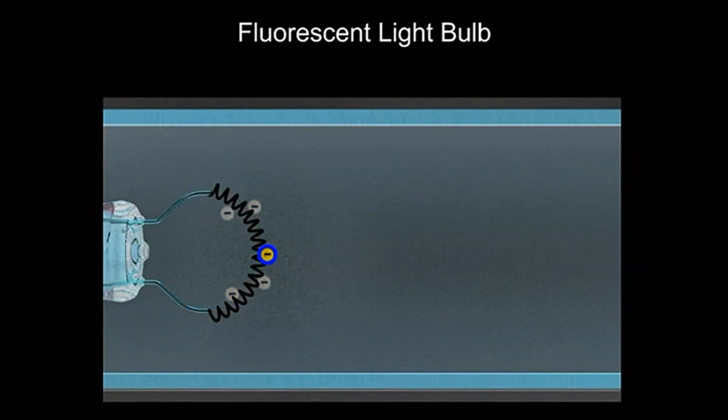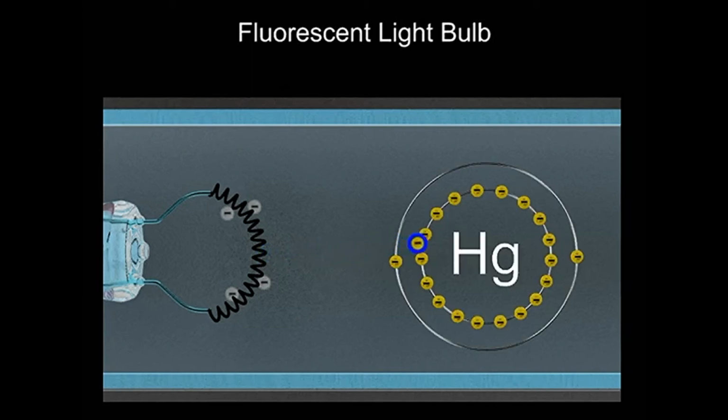If one of the free electrons collides with an electron of the mercury vapor, the electron is bumped from a lower to a higher energy level. The electron quickly returns to its lower energy state and in the process releases an ultraviolet photon.